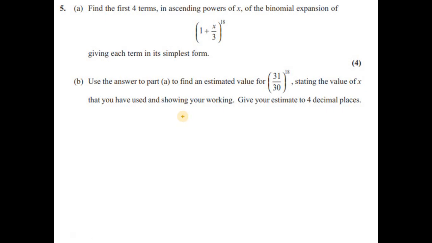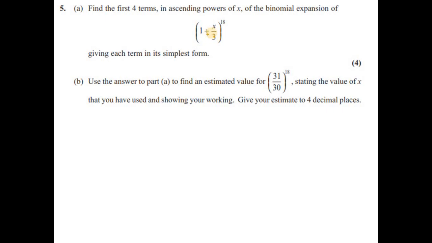Find the first 4 terms in ascending power of x of the binomial expansion of (1 + x/3) to the power 18, giving each term in its simplest form. Use the answer to part A to find an estimate. Okay, this is part B. First let's just try part A. Find the first 4 terms in ascending power of x. So you are given (1 + x/3) to the power 18. We need to find the first 4 terms.